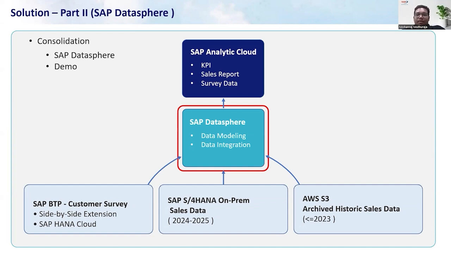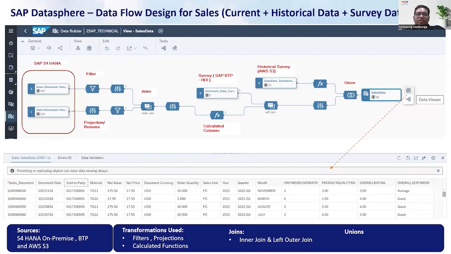Okay. So now we will be focusing on the DataSphere capabilities like data modeling, data integrations, data refinement, and data enrichment. Moving on, let us see how the data is transformed in the DataSphere using Data Builder. So this is the overall data flow design built in the Data Builder of the SAP DataSphere. As we already discussed, the current financial year sales data has been retrieved from the SAP S/4HANA system by applying the necessary filters and joins.